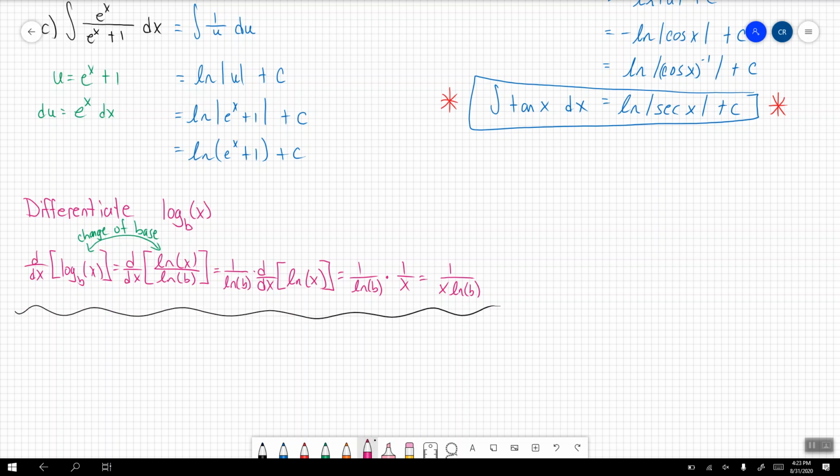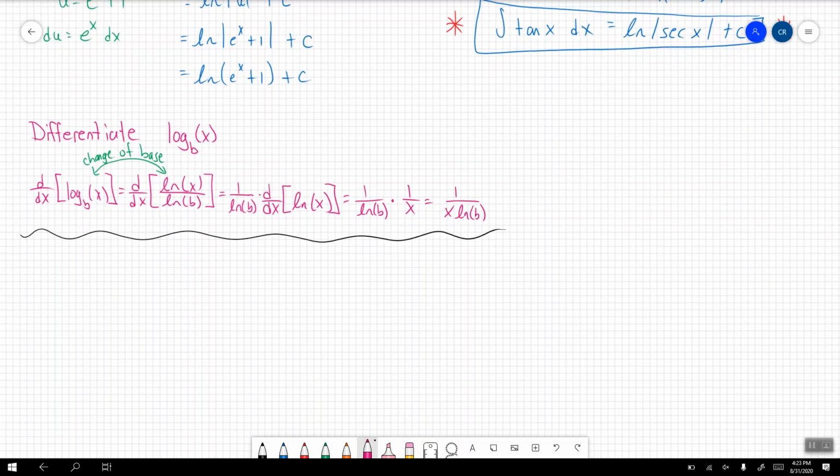Okay, so let's work with the other one. We want to now differentiate b to the power of x. And now when we start looking at b to the power of x, we want to find that derivative. So in the grand scheme of things, I want to find the derivative with respect to x of the function b to the power of x.